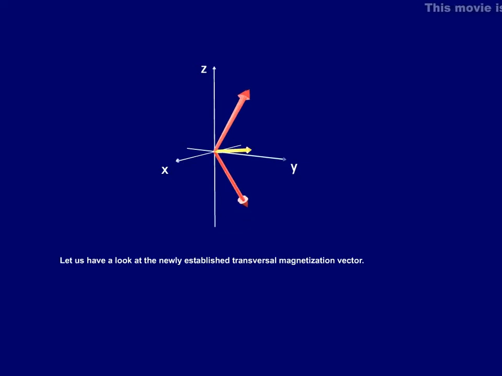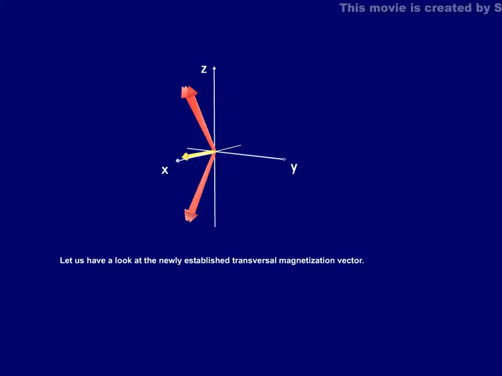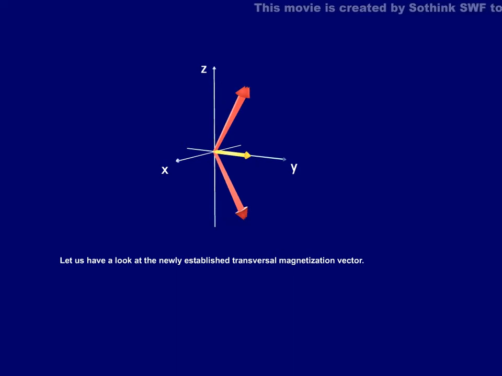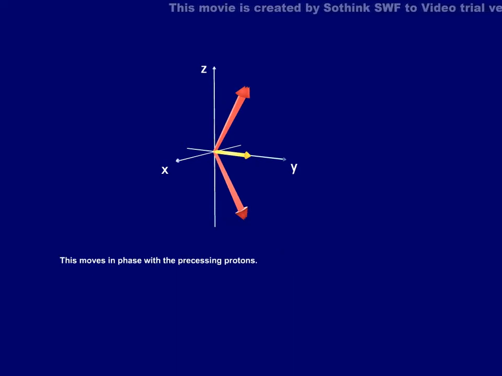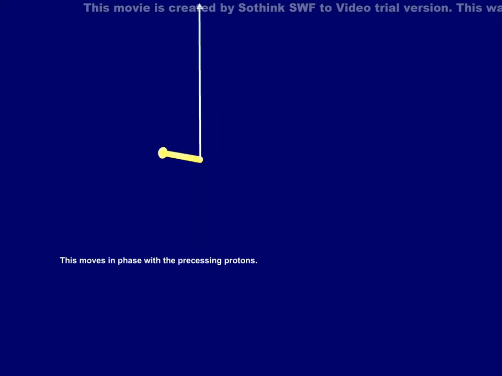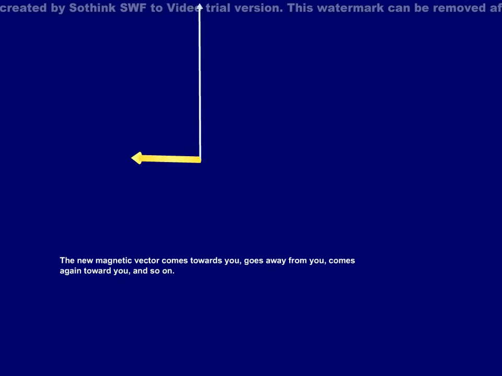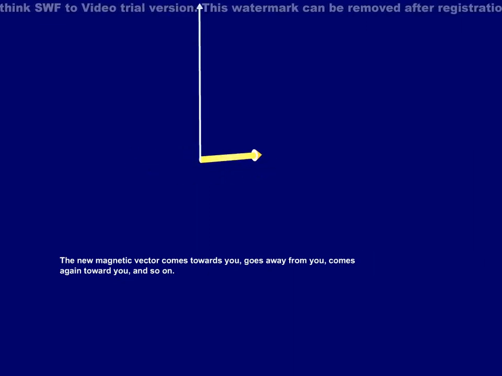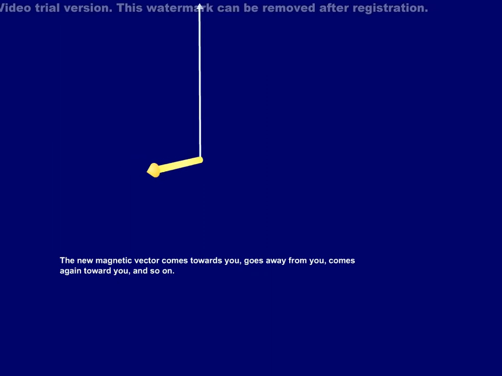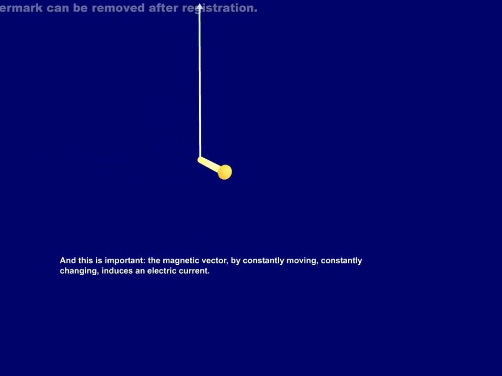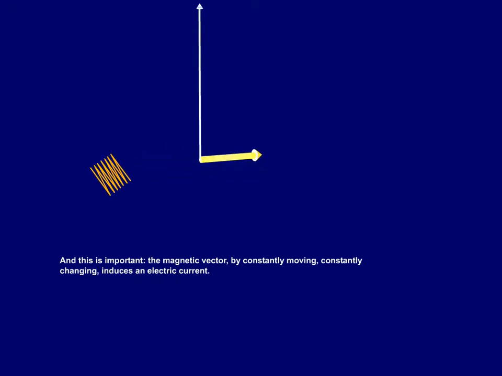Let's have a look at the newly established transversal magnetization vector. This moves in phase with the precessing protons. The new magnetic vector comes towards you, goes away from you, comes again towards you, and so on. And this is important. The magnetic vector, by constantly moving, constantly changing, induces an electric current.